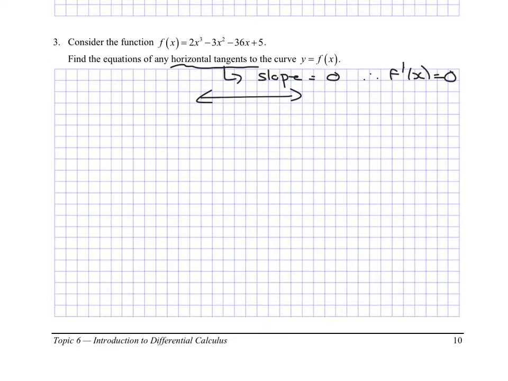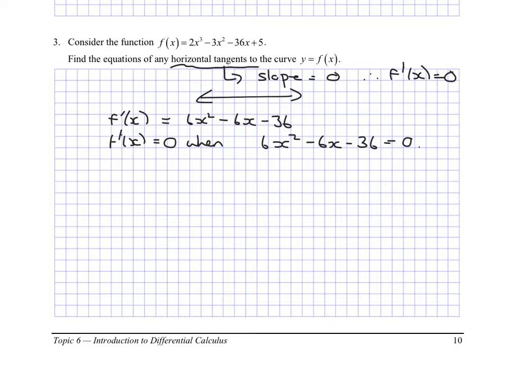All right? So firstly, let's find, in general, the slope, the derivative function, because that's going to help us find the equation of the tangent. So if we go f dash of x of this function, that will equal, multiply down, subtract 1, 6x squared take 6x take 36. Now we're trying to find when the derivative, the slope, is equal to 0. So f dash of x is going to equal 0 when 6x squared take 6x take 36 equals 0. And then we can factorize that, and we take out a common factor of 6, and we get x squared take x take 6 equal to 0.